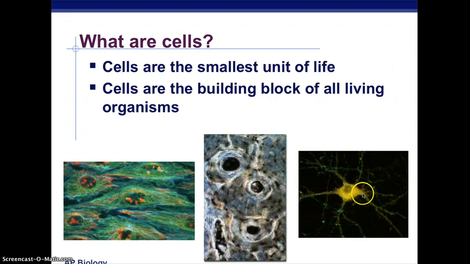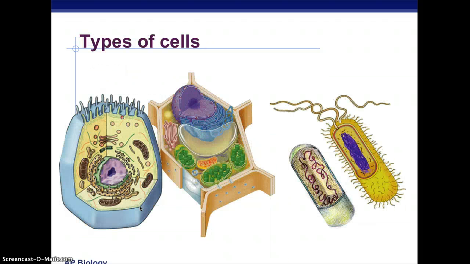Over here we see a neuron. These are bone cells. These are skin cells. Each cell has its own shape and own set of organelles that are special to the jobs that they perform within the organism.